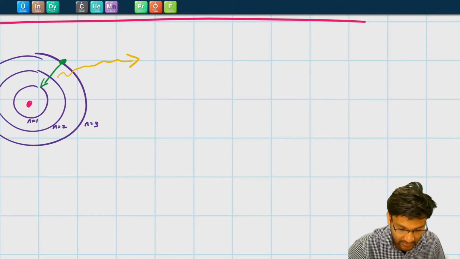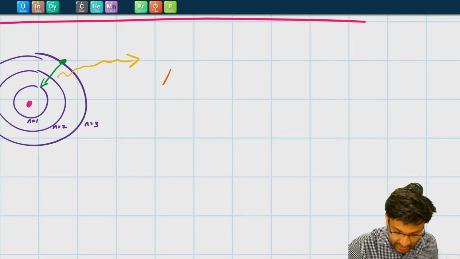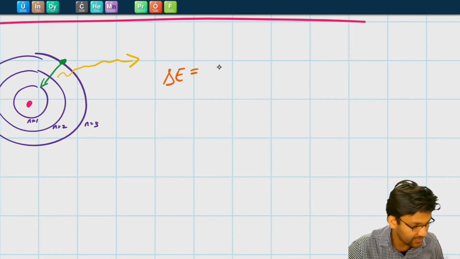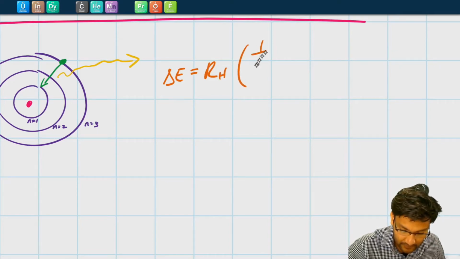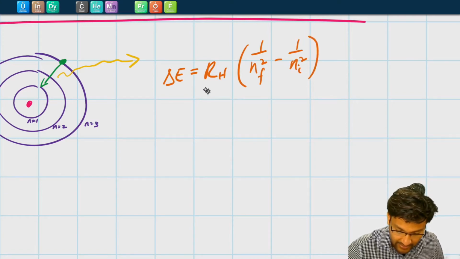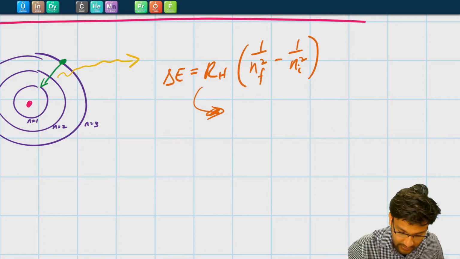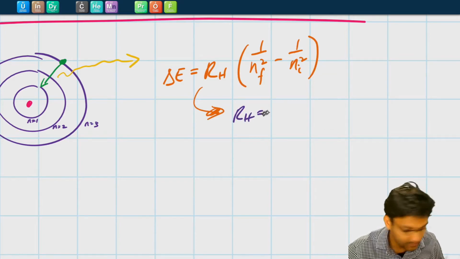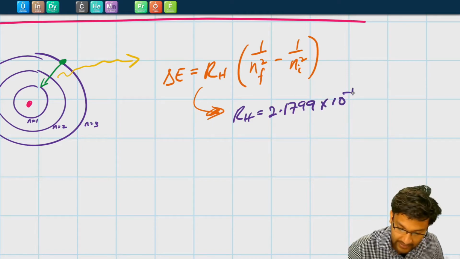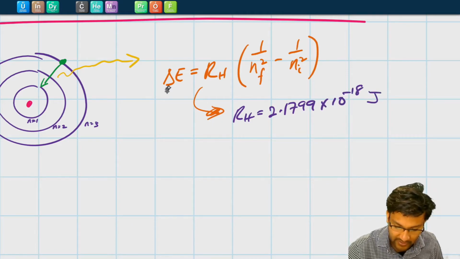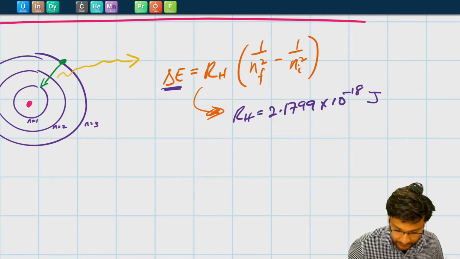And we talked about how the energy of that light can be calculated using this equation. RH is the Rydberg constant, NF is the final energy level, and NI is the initial energy level, and we square them. And RH here, let's use a different color, was equal to 2.1799 times 10 to the minus 18 joules because we're looking at energy.